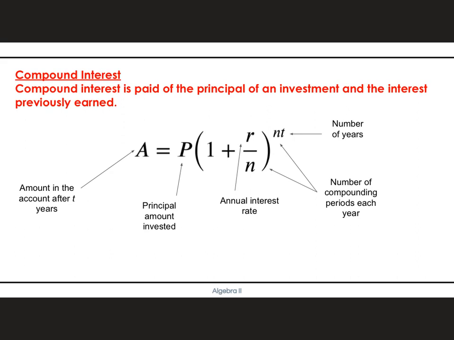N is going to represent the number of compounding periods each year. So if it says that it's compounded weekly, it's going to be compounded 52 times in a year. If it's compounded monthly, it's going to be compounded 12 times in a year. If it's compounded daily, it's going to be compounded either 365 or 366 times in a year. If it's compounded quarterly, that means it's compounded every 3 months, which is 4 times a year. So make sure you have this down because we're going to use this formula in a couple of examples.